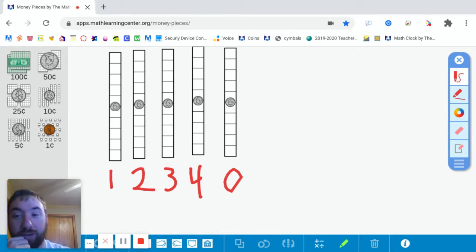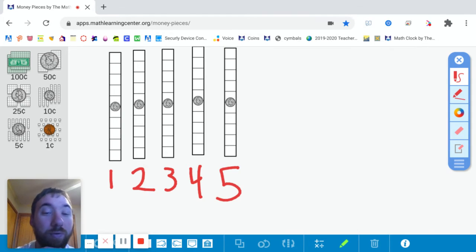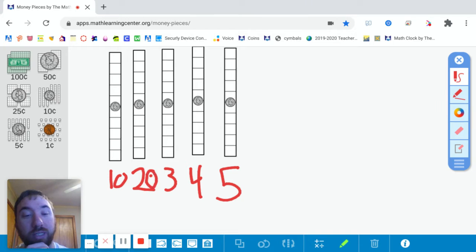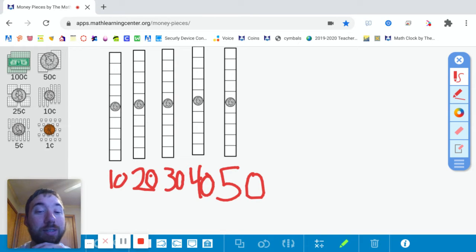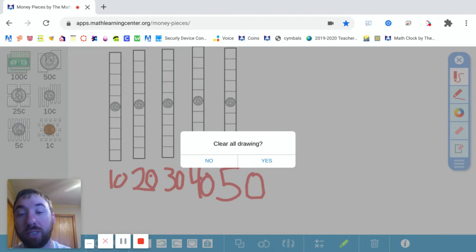Let me try that again. Coin number 5. 1, 2, 3, 4, 5. 5 coins. But we don't count them as 1 cent, 2 cent, 3 cent, 4 cent, 5 cents. We count them as 10 cents, 20 cents, 30 cents, 40 cents, and then 50 cents. We count by tens. Okay, pretty simple.